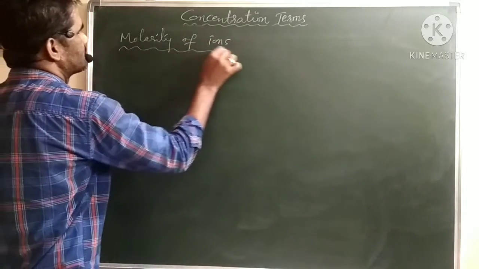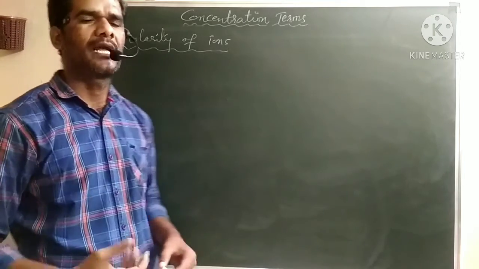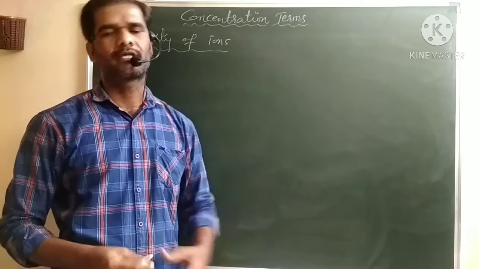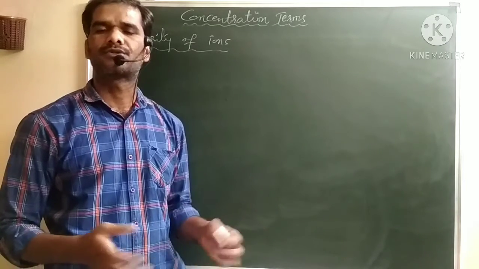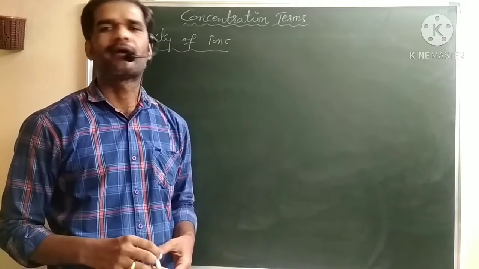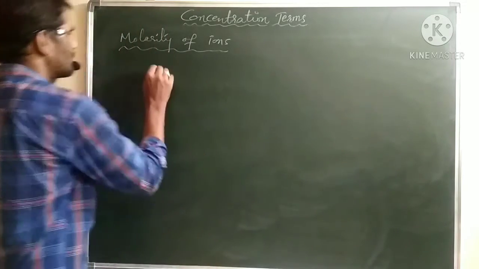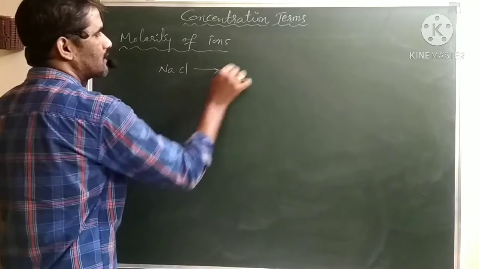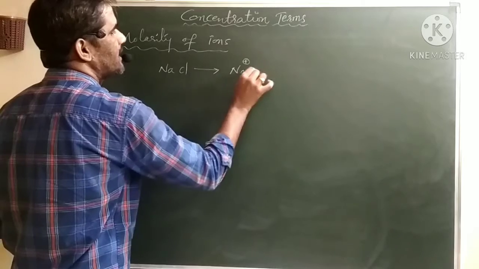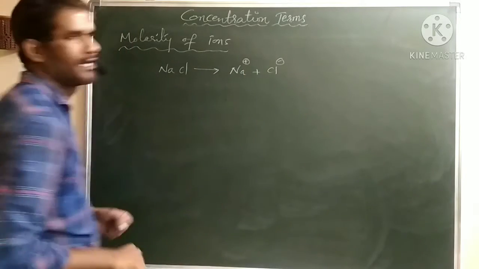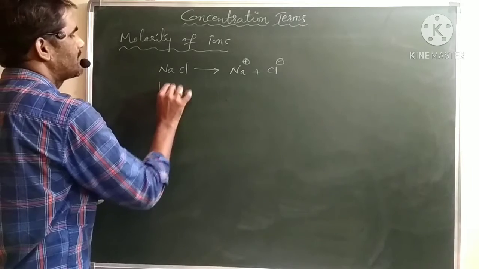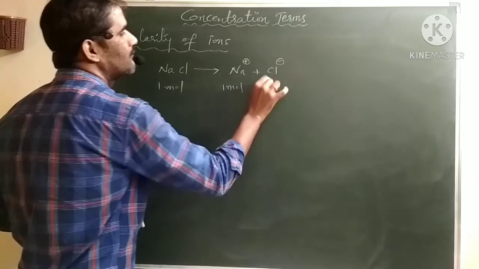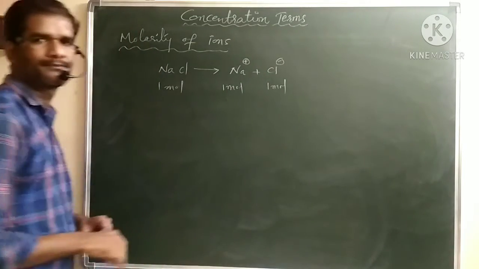Molarity of ions. Then how to find out molarity of ions? Generally, how do we get the ions? When you dissolve some salt in water, it undergoes dissociation and forms the respective ions. For example, if you take sodium chloride and dissolve it in water, it undergoes complete dissociation and forms Na plus and Cl minus ions. If I take 1 mole NaCl here, then it will form 1 mole Na plus and 1 mole Cl minus.